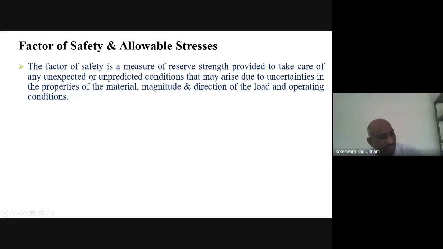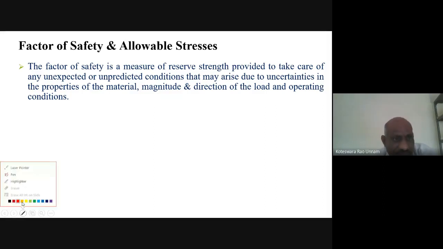First we'll define what is factor of safety, then what are the various factors which influence the choice of this factor of safety, then we'll see how to calculate these allowable stresses. After that we'll go for the design of a component. First we'll take up simple loads, then we'll go for complex loading. So now, first we'll see the definition of the factor of safety.